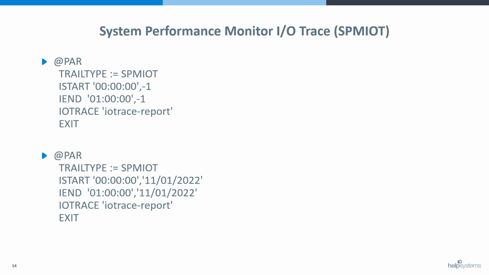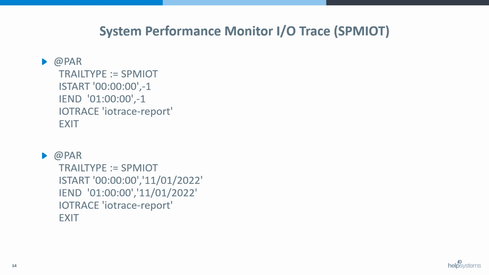The next example has trail type:SPM IoT followed by iStart 00:00:00,-1 and iEnd 01:00:00,-1. PAR will determine the audit trail file cycles that include the 1-hour time frame from midnight to 1 a.m. of yesterday.